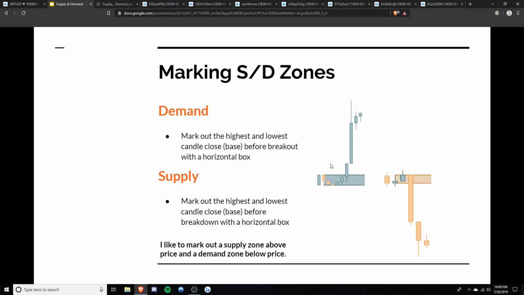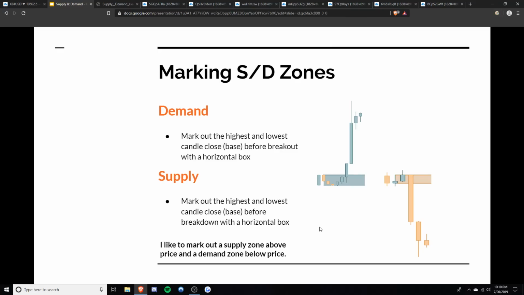So you can see it's the same thing for demand and supply, you want to mark out the highest and lowest candle close to form the base at the origin of a breakout or origin of a breakdown. And I just like to use a horizontal box. My candles are blue and orange, so I use a blue box for demand, orange for supply. You know, you can do whatever color you like. It literally doesn't matter.